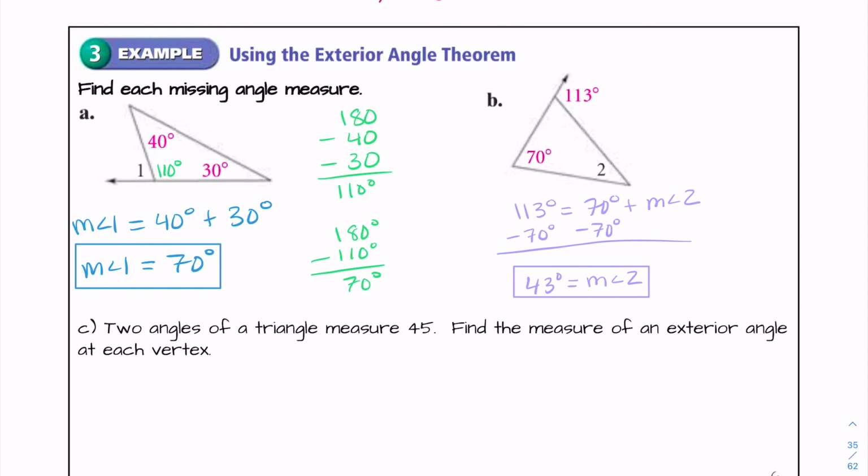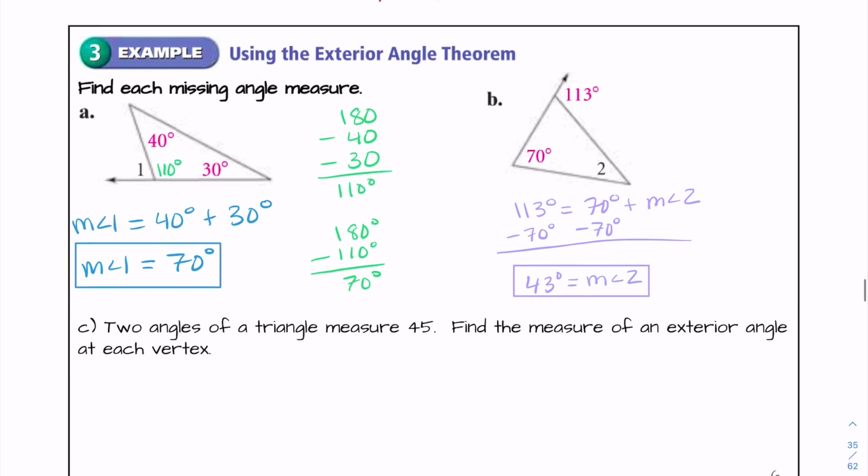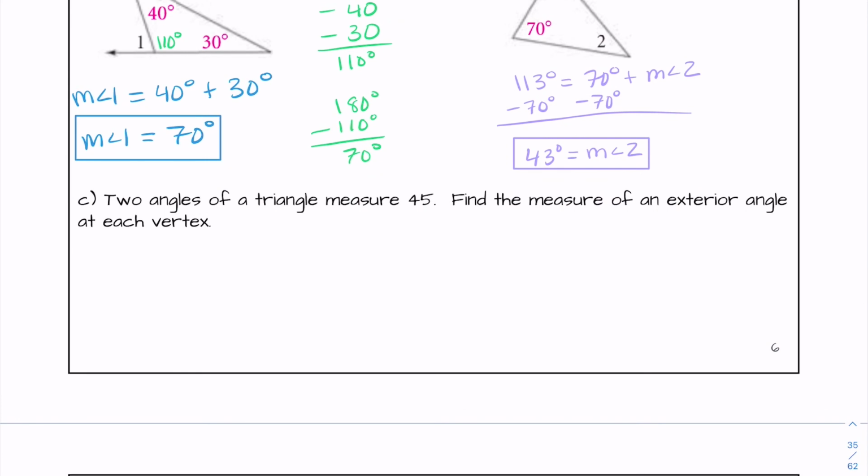Two angles of a triangle measure 45 degrees. Find the measure of an exterior angle at each vertex. So in this case, we're going to have to draw this one out a little bit. I'm going to draw a right triangle. I mean, that pretty much looks like a right triangle. Let's assume it was. I'm going to label this 45 degrees and 45 degrees. That would leave this to be 90 degrees.